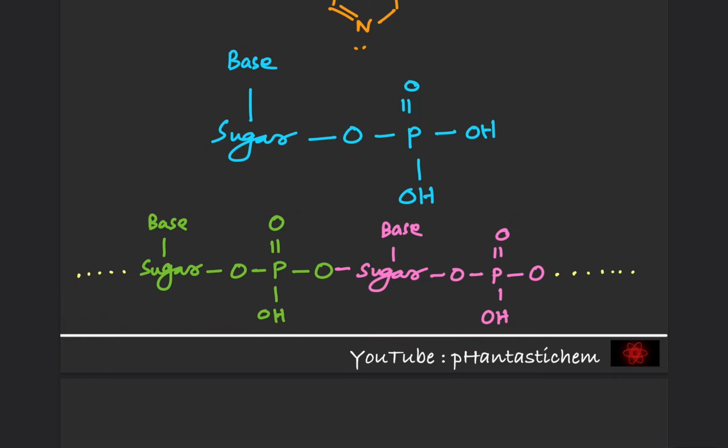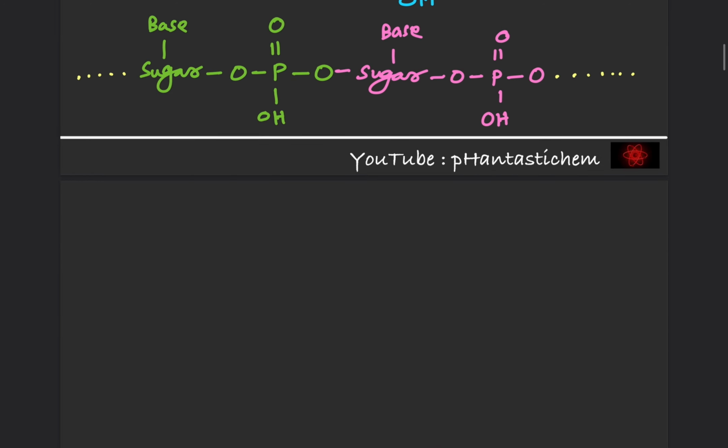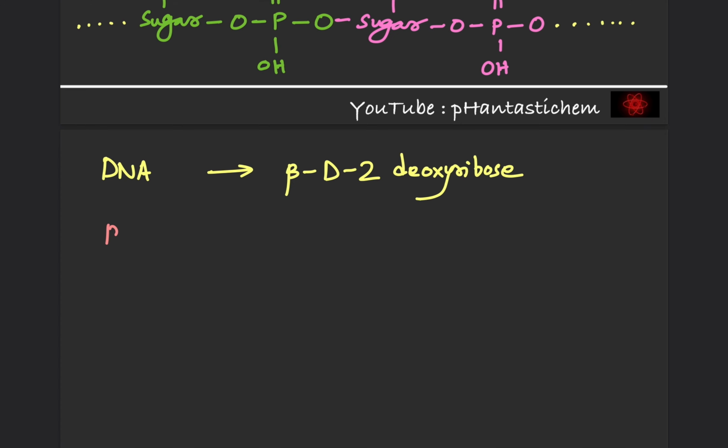The difference between DNA and RNA: the first difference is that the sugar is different. Remember, sugar is a constituent of the nucleotide, right? So the sugar in DNA is beta D 2-deoxyribose, and in RNA the sugar is beta D ribose.